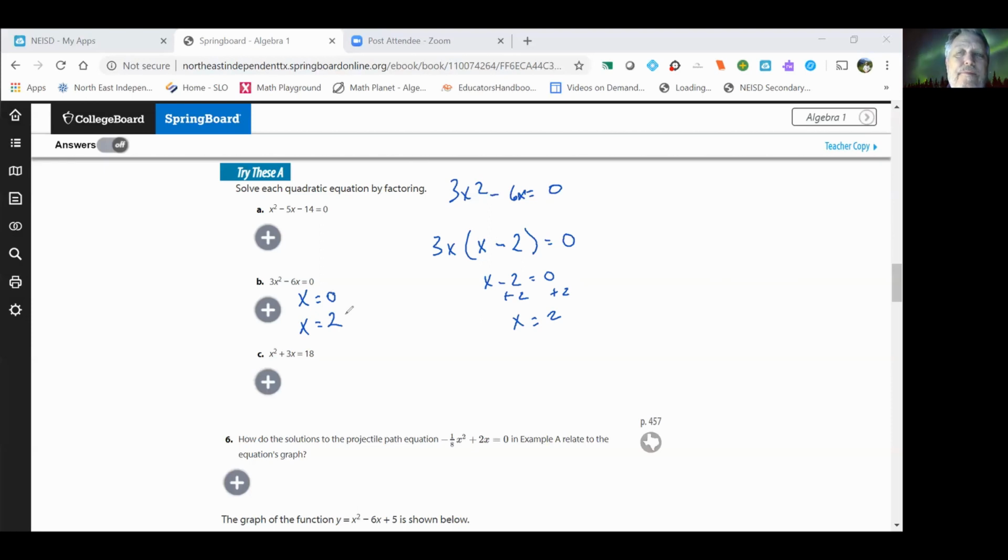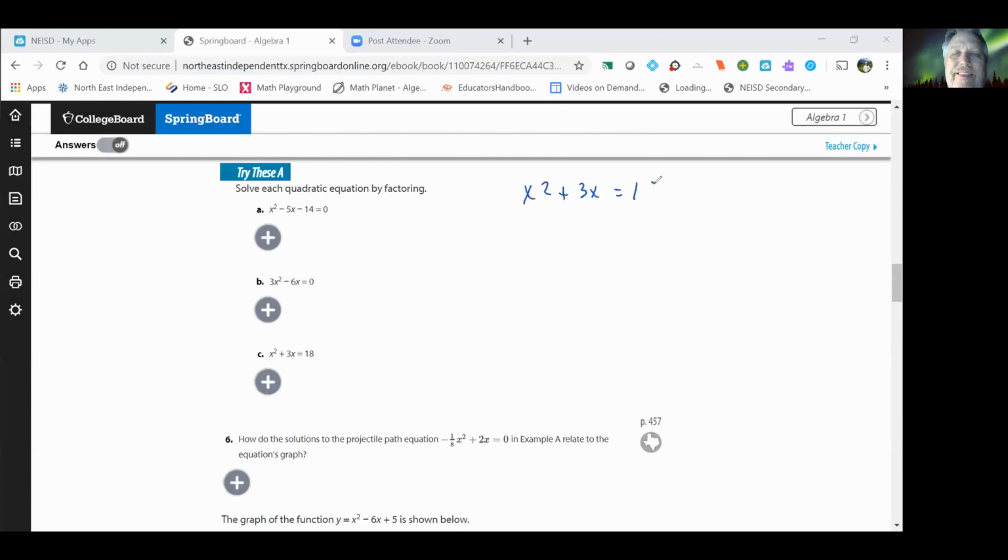Item C. Item C is x squared plus 3x equals 18. Now, if you noticed, we're wanting these all to be set equal to 0. Well, this one is set equal to 18. I need to get a 0 on this side. So in order to get 18 to become 0, I just subtract 18 from both sides. So I end up with x squared plus 3x minus 18 equals 0.